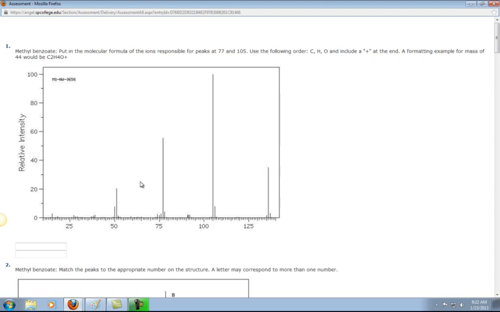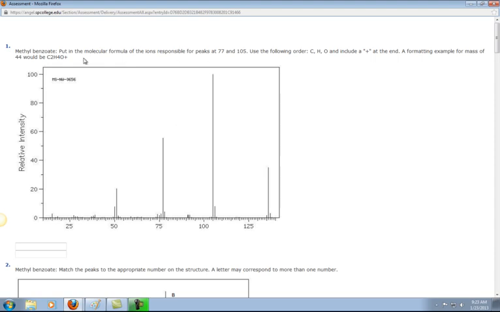What we learned about mass spec was that when you put a compound into a mass spectrometer, it breaks apart into predictable fragments. In this case, we're asked to put in the molecular formula of the ions responsible for the peaks at 77 and 105. We're told to use the following order: CHO with a plus at the end, because what we're looking at are fragmentations that turn into ions. And we're given a formatting example as well. So for 44 it would be C2H4O plus, for example.